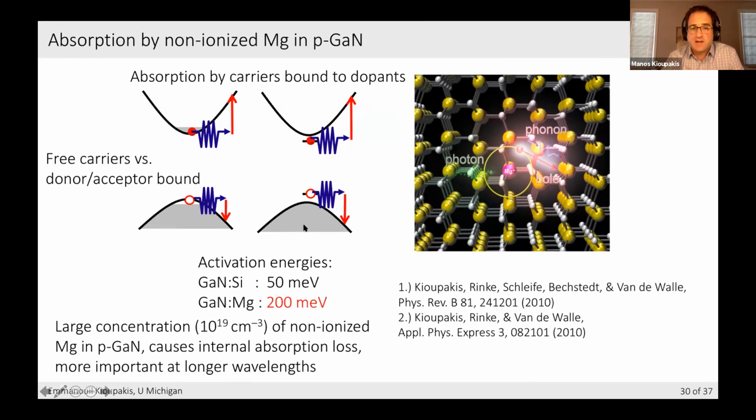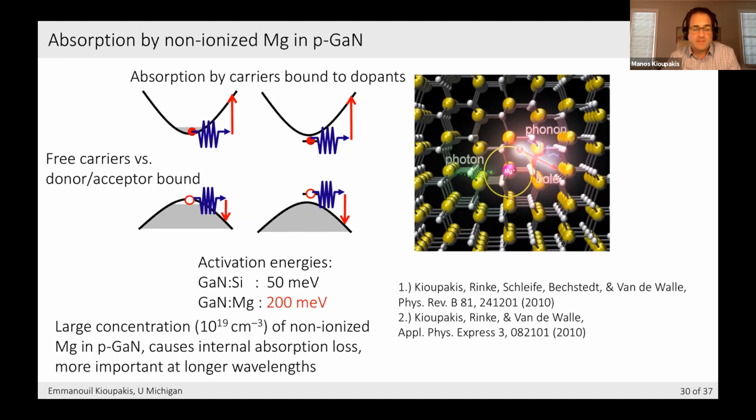Instead, the problem with gallium nitride is the holes that are not free but are still bound to magnesium. The problem with gallium nitride is that p-type doping is possible, but it's not very efficient. So the activation energy of acceptors in gallium nitride is 200 meV. So you need to put in a very high concentration of magnesium to get a modest concentration of holes. But what you end up with is a very high concentration of holes still trapped to magnesium atoms. And this large concentration of non-ionized holes is what causes the loss.